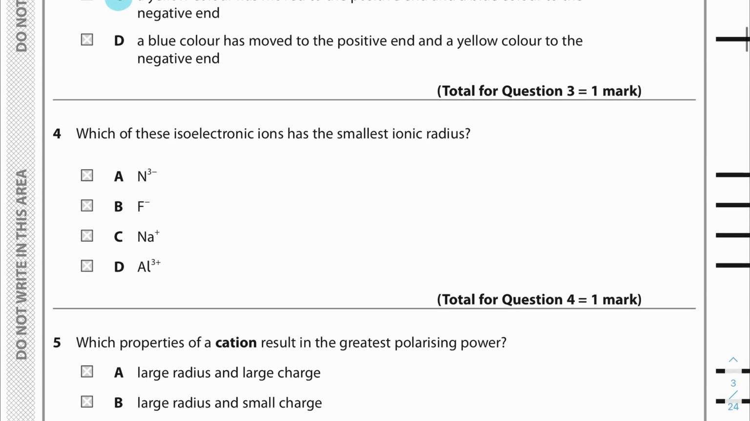Number 4. Which of these isoelectronic ions has the smallest ionic radius? We have N3 minus, F minus, Na plus, and Al3 plus. We need to understand that the size of the ion decreases as the charge of the ion becomes more positive. So when we have Al3 plus, because it's 3 times positively charged, its ionic radius will be significantly smaller than N3 minus. So for that reason, it has to be D.